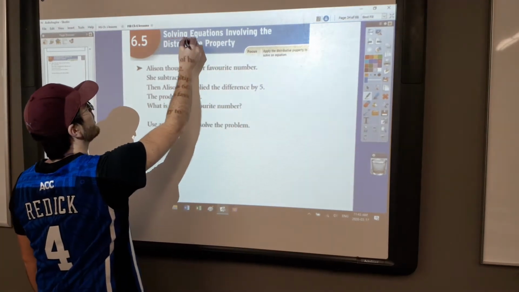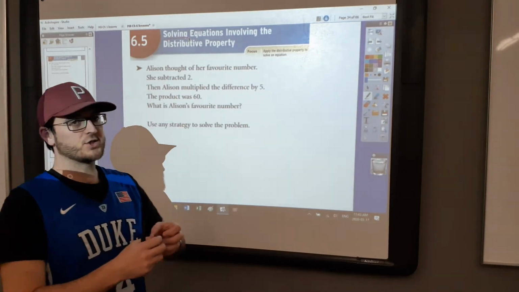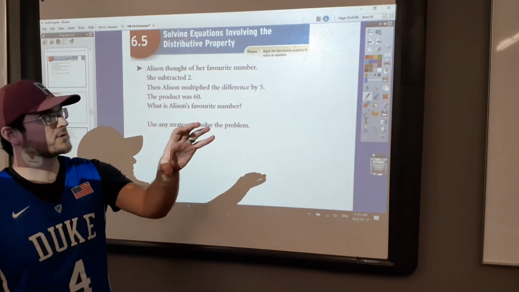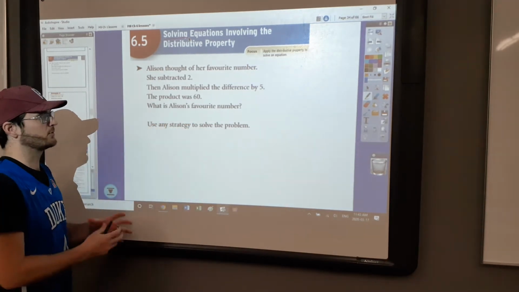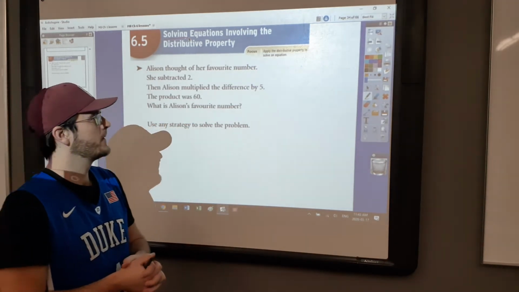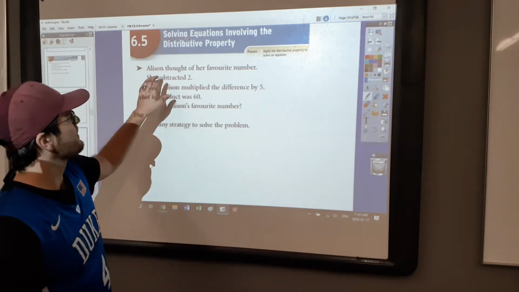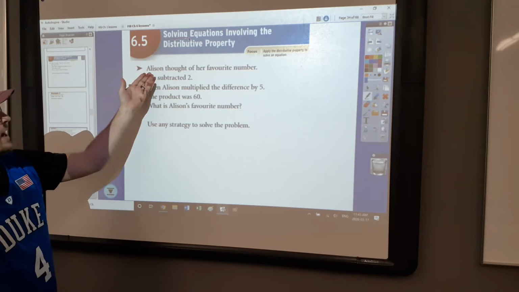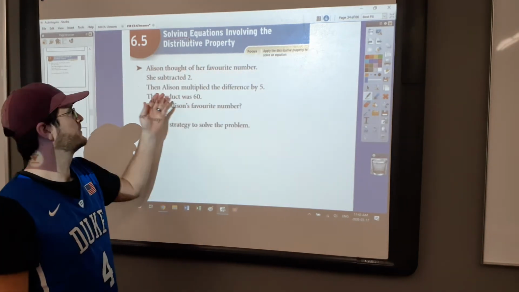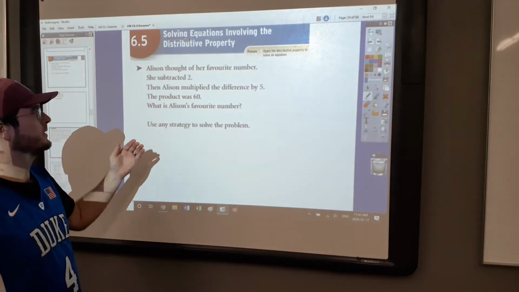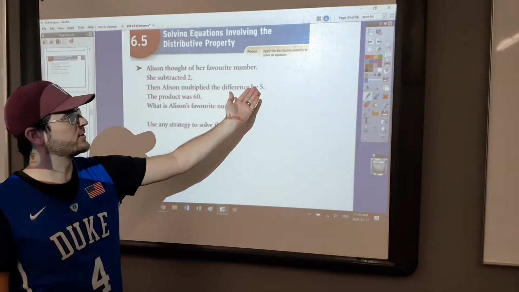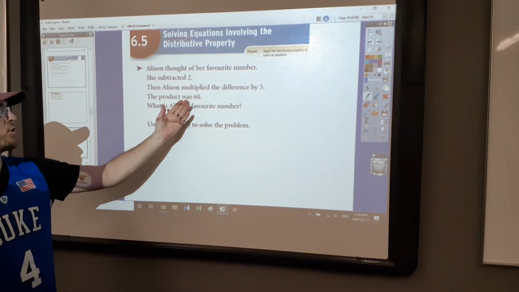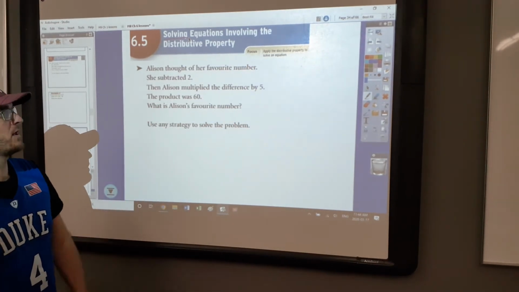Are we able to put them into an equation and actually come out with x equals our answer? So we're going to actually solve. We'll look for a minute at how that looks. Starting with a problem-solving situation: Allison thought of her favorite number. She subtracted 2. Then Allison multiplied the difference by 5, and the product was 60. What is Allison's favorite number?